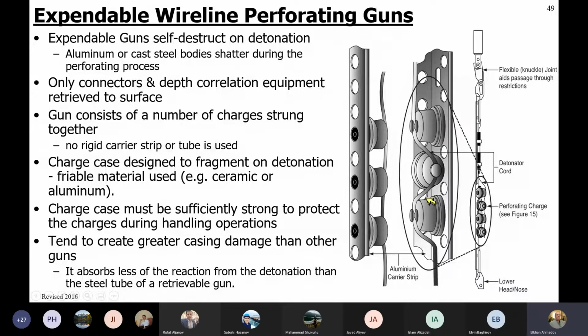So during the perforations, these carriers, the guns, self-destruct on detonation because of very high pressure, temperature, and explosion.